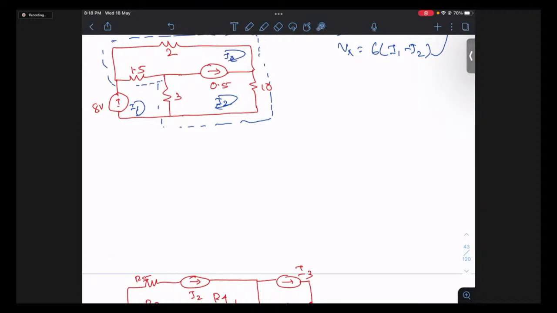Now, for mesh 1 there is no problem, because mesh 1 is not including any current source, right? So the self term is 3 plus 1.5, which is 4.5 I1, minus 3 I2, minus 1.5 I3, equals 8. This is the equation of mesh 1.